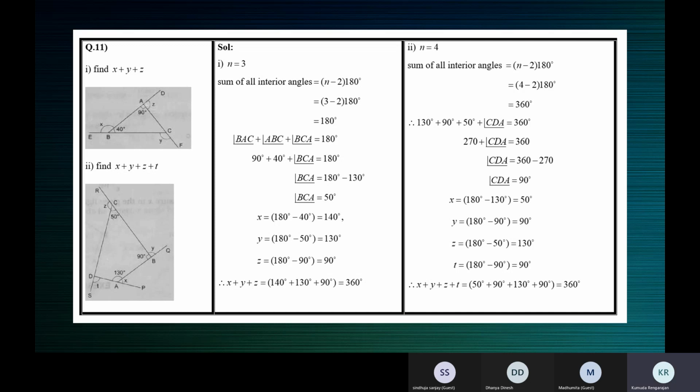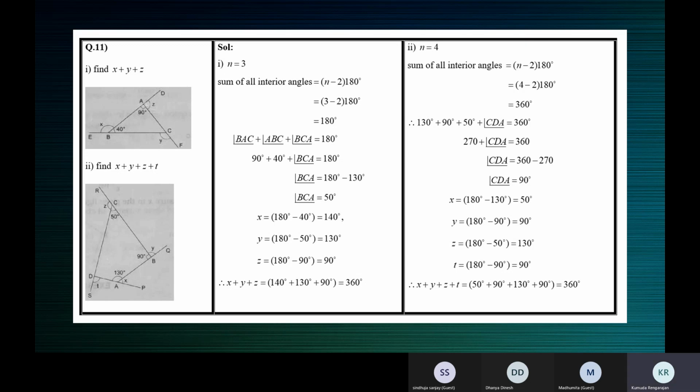Only Sindhu, Sanjay, Madhumita, and Dhanya are there in the meeting. The others have not joined yet, but it's time. I was just waiting because we're starting a new concept. We're going to learn about the properties of different types of special quadrilaterals.